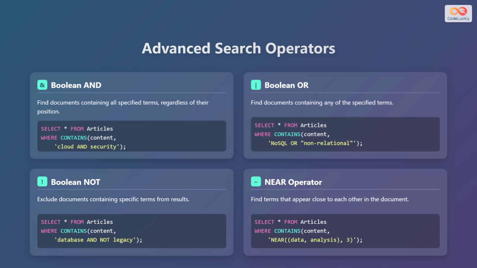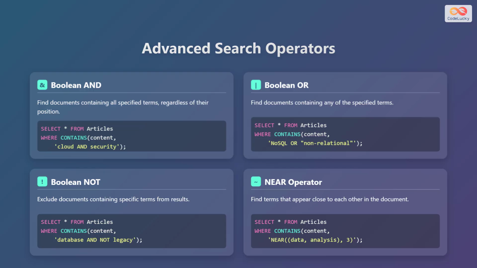The pipe symbol represents the Boolean or operator, finding documents containing any of the specified terms. The example shows selecting articles where the content includes either no structured query language or non-relational.